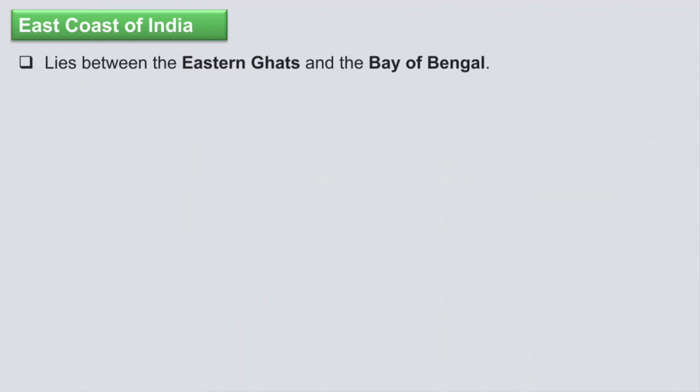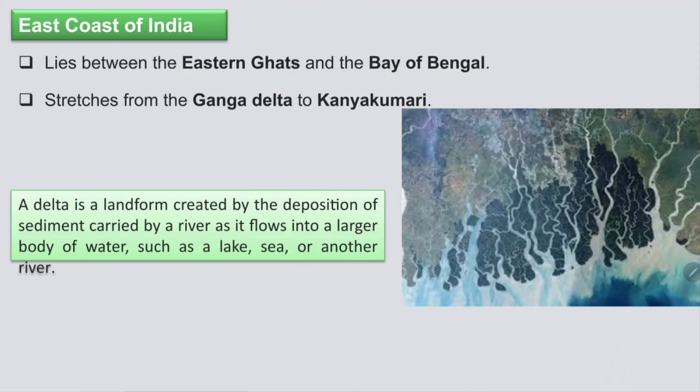So now let us see the east coast of India. It lies between the Eastern Ghats and the Bay of Bengal. See, this is the coastline. Here you will find the Eastern Ghats and here is the Bay of Bengal. So it lies in between, along this line. And this stretches from the Ganga Delta to Kanyakumari.